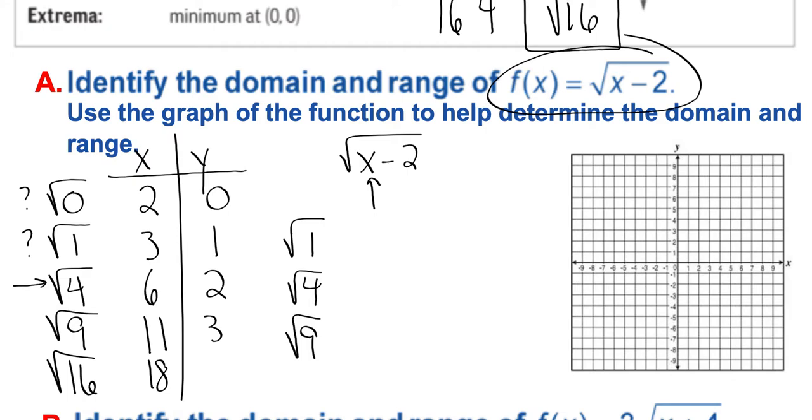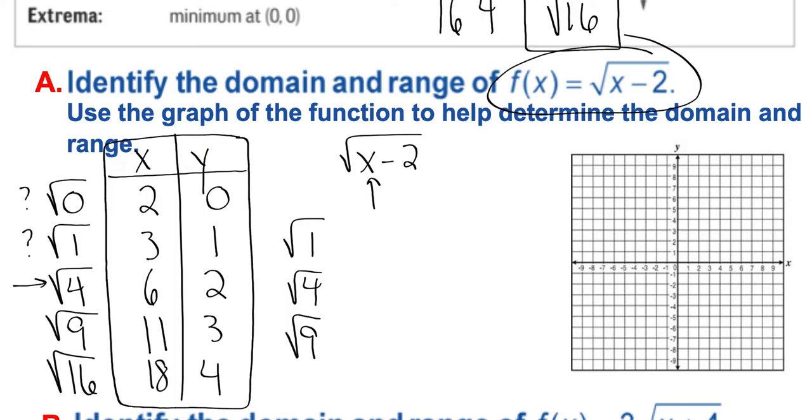18 minus 2 is 16. Square root of 16 is 4. So now I'm using this right here to graph the function. So we start at (2, 0) right there. And then we go to (3, 1) right there. (6, 2), (11, 3). We're off the graph a little bit, and that's probably good enough to draw the graph. Okay. So right there is our graph.